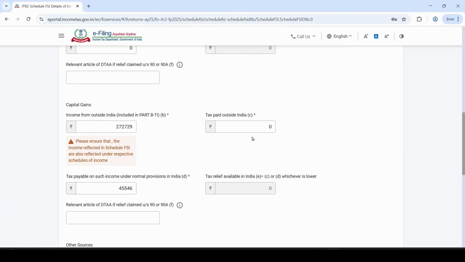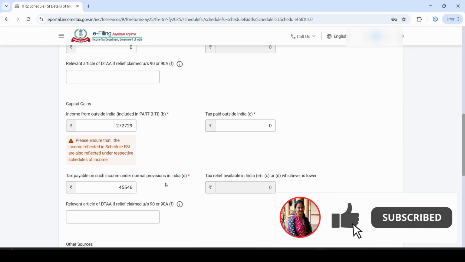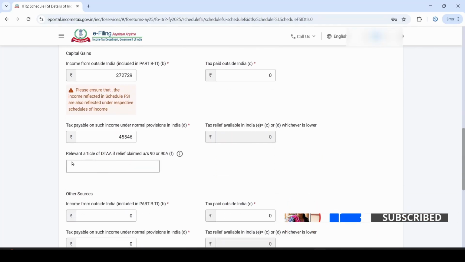Our tax relief on foreign capital gain would be minimum of both countries' taxes. So it would be 0 because we haven't paid tax on capital gain in US. Here we need to provide relevant article of DTAA. So here relevant article number will be 13 for capital gain income as per DTAA with US. If you have loss on foreign shares, then you don't need to fill details here.